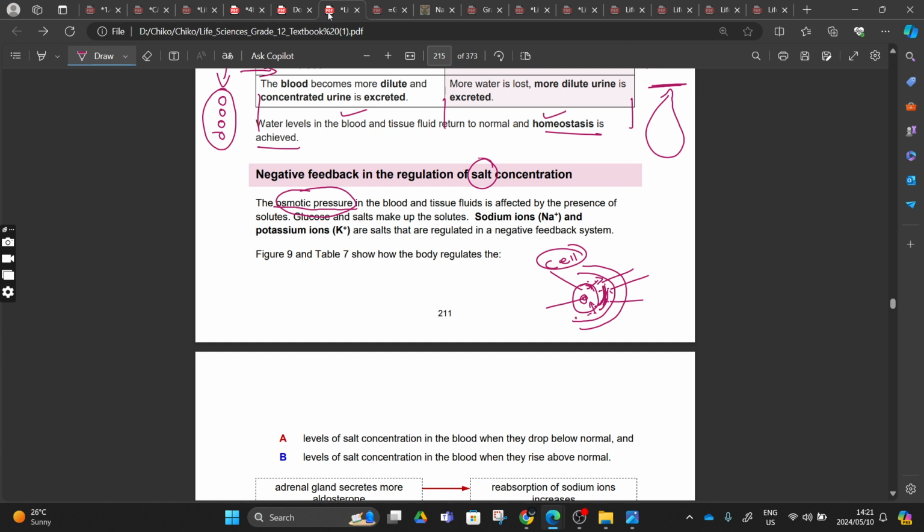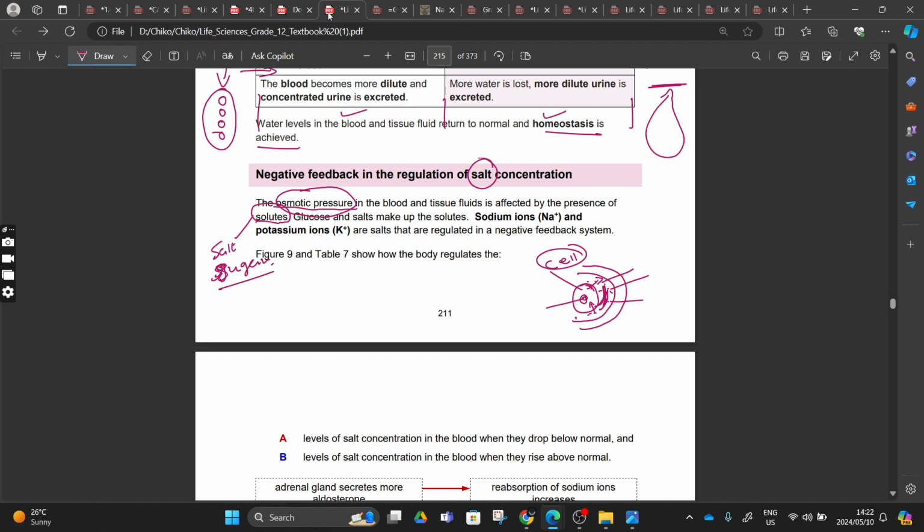We also have our glucose regulation, right? So we are also going to learn about our glucose regulation. Now we are learning about this salt regulation. You can see that the osmotic pressure in the blood and tissue fluids is affected by the presence of solutes. You know what a solute is from your chemistry. These are the substances that dissolve in a solvent, right? So here we'll talk about salt and sugar like glucose.